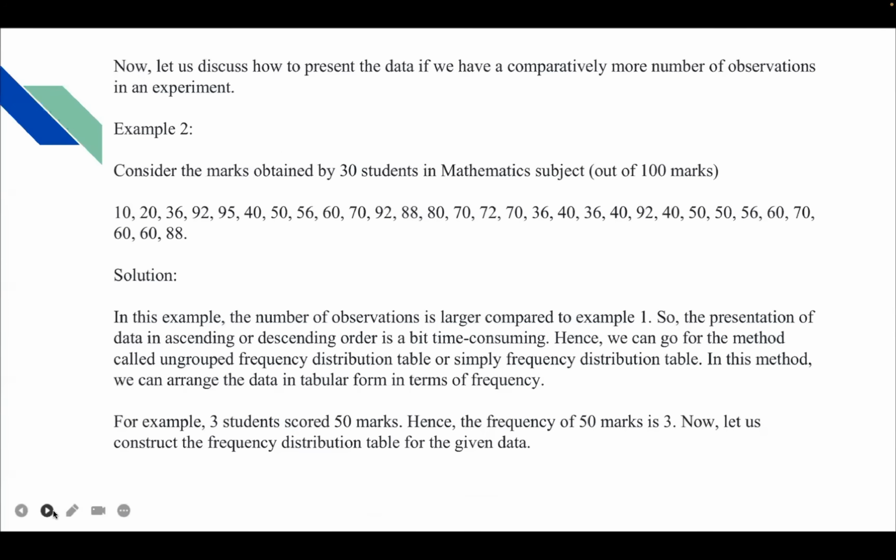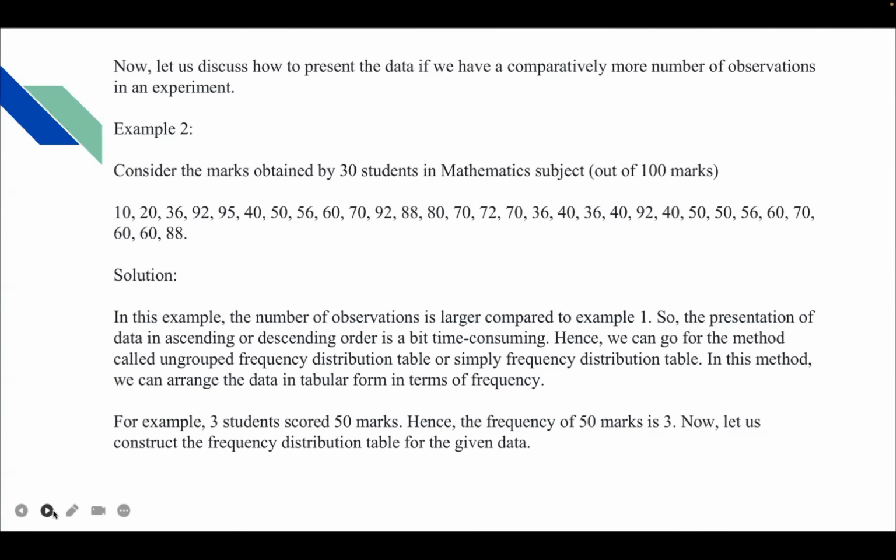So now let us discuss how to present the data if we have a comparatively larger number of observations in an experiment. Let's look at the second example. Consider the marks obtained by 30 students in mathematics out of 100 marks. That's the highest number of marks you can get is 100. So we have 10, 20, 36, 92, 95, 40, 50, 56, 60, 70, 92, 88, 80, like that up to 88.